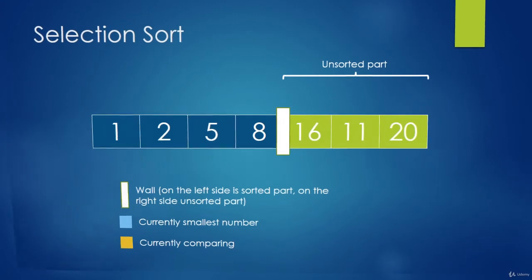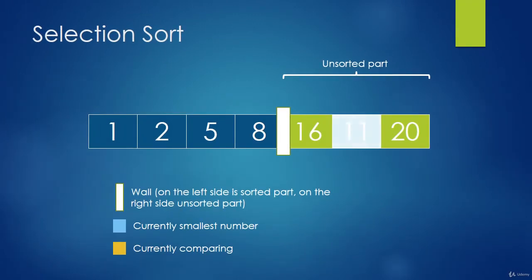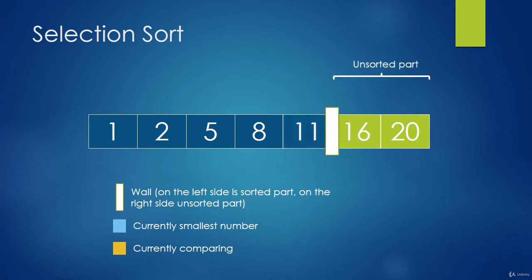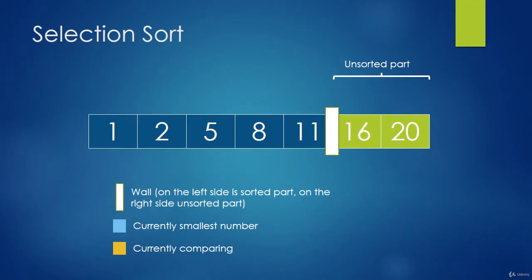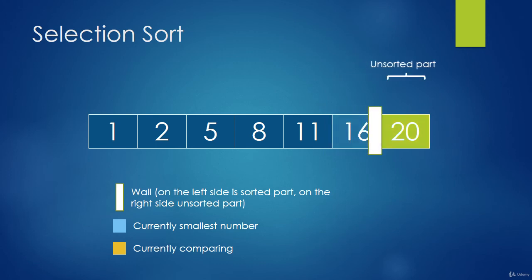In the next round, we find out 11 is smallest. We swap it with 16 and move our wall. Even though this array is already sorted, computer doesn't know that, so he will go through one more iteration and compare 16 and 20 and add 16 to the end of our sorted part. And once we have only one number, we know we are done.